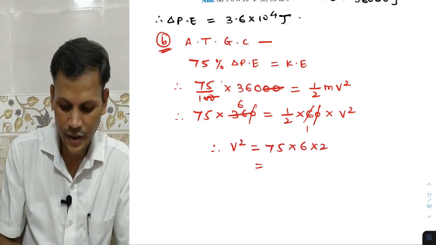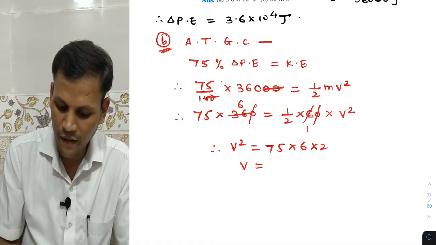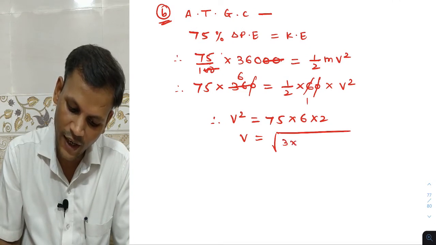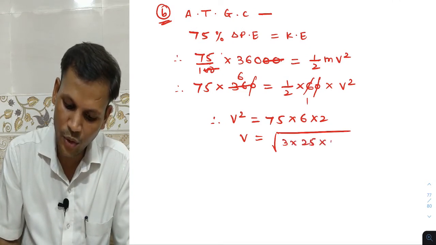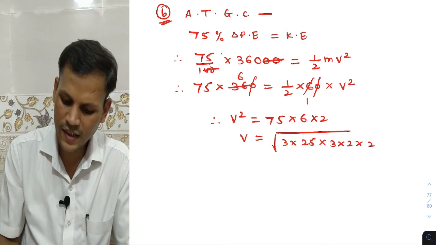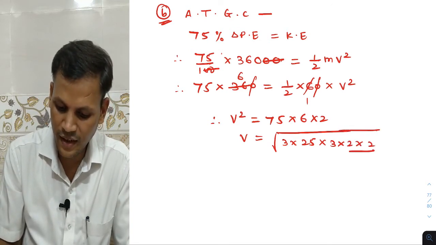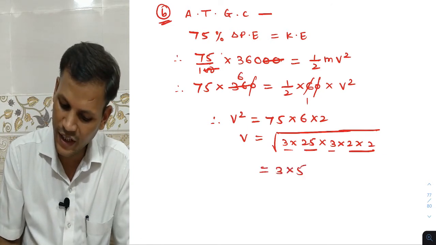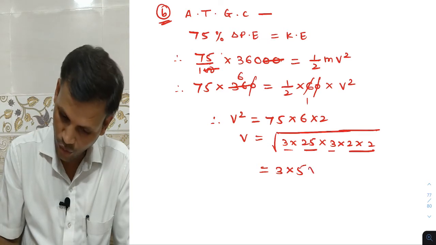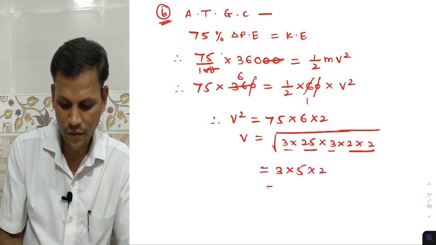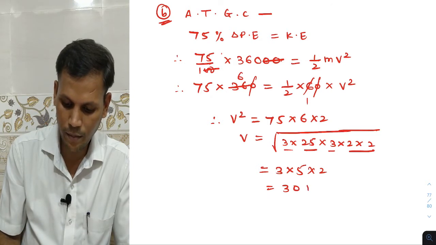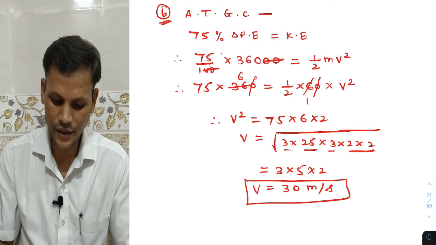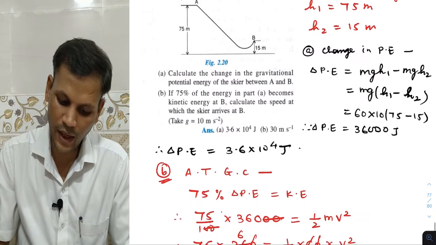V will be the root of, I will split the terms, 75 can be written as 3 into 25, and 6 as 3 into 2, and 2. Just make the pairs: 3 and 3, and 25. So easily 3 into root of 25, which is 5, and root of 2 into 2 will be 2. So it will be 30 meter per second. This is the final velocity at point B.